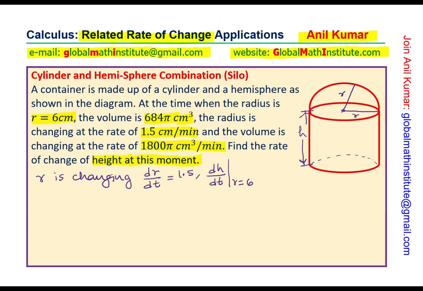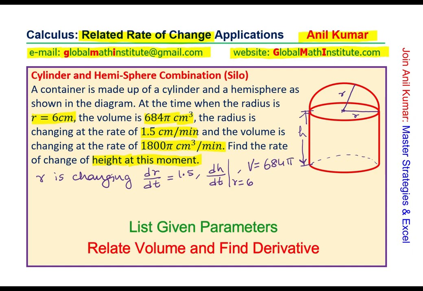So first, at this condition where r is 6, we should be in a position to find the height, right? Which we can, because we are given that if the radius is 6 centimeters, the volume is 684 pi centimeter cube, right? Okay, so now let's write down an expression for the volume of this silo.